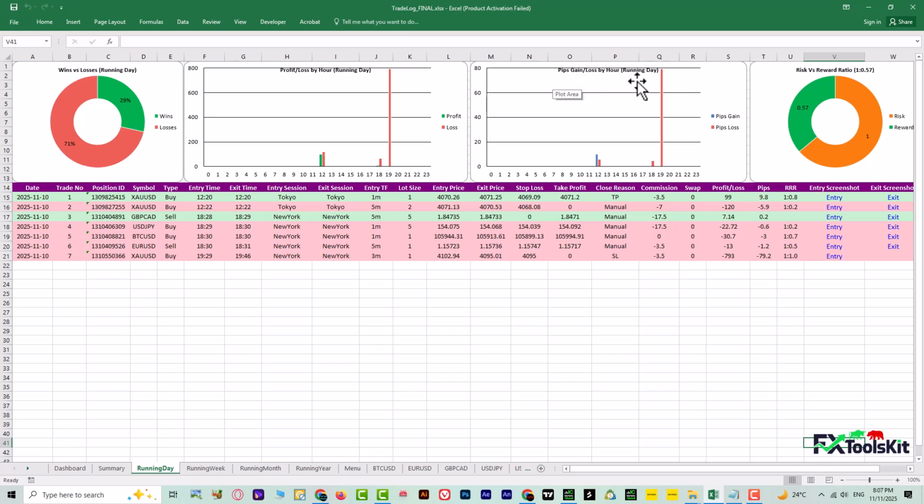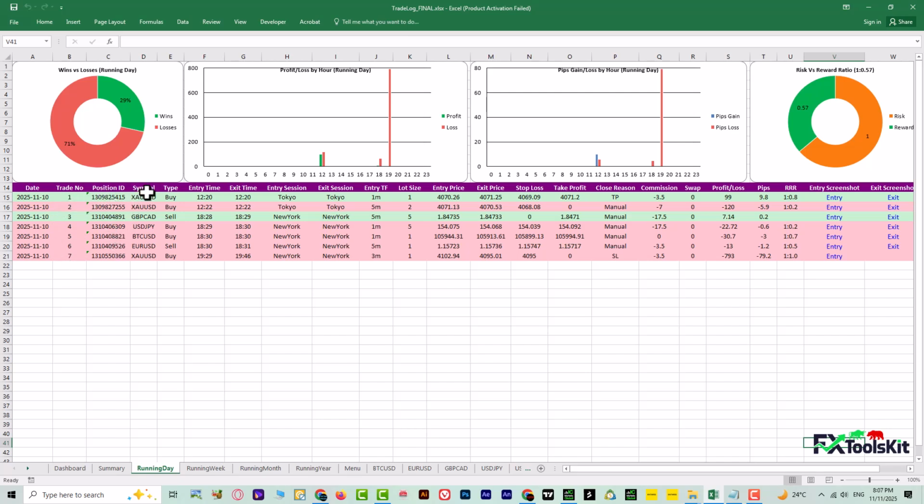In the pips gain loss by hour bar chart, it will show which hour you take the trade and how many pips you gain or lose. In the risk versus reward ratio, it will show based on your running day trade. Here it will show in the running day all the trades in detail. In the trade number, it shows how many trades you take on the running day.